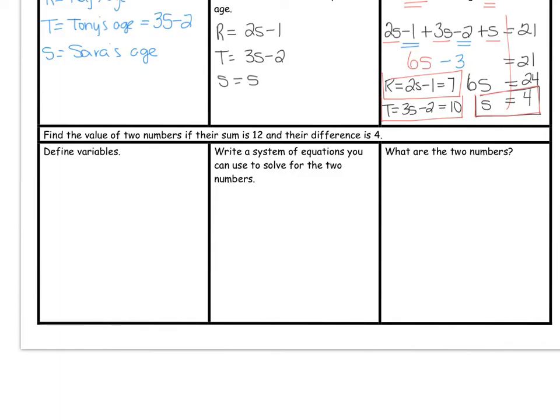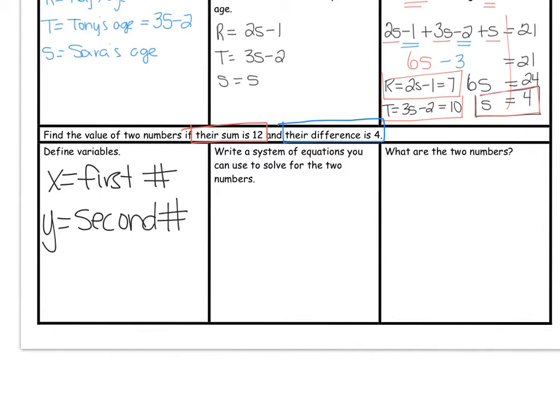Okay, last one on the front side. Find the value of two numbers if their sum is 12 and their difference is 4. So there's our system right there. But before we do anything, we have to define our variables. We're going to let x equal the first number and y equal the second number.